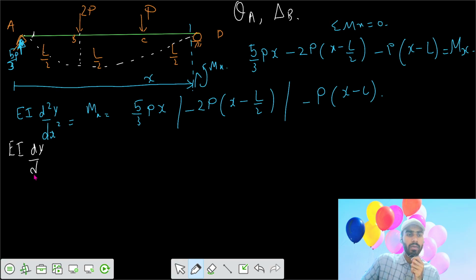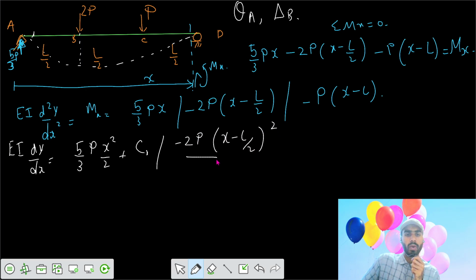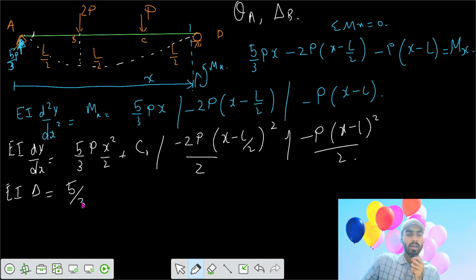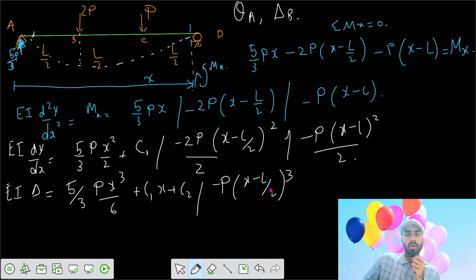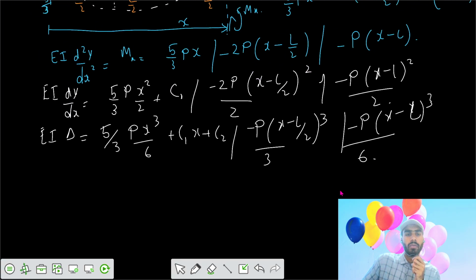EI dy by dx is 5 by 3 P x square by 2 plus C1, minus 2P (x minus L by 2) whole square by 2, then minus P (x minus L) whole square by 2. Then after that we have EI delta equals 5 by 3 P x power 3 by 6 plus C1 x plus C2, minus P (x minus L by 2) whole cube by 3, then minus P (x minus L) cube by 6. So we got these equations.